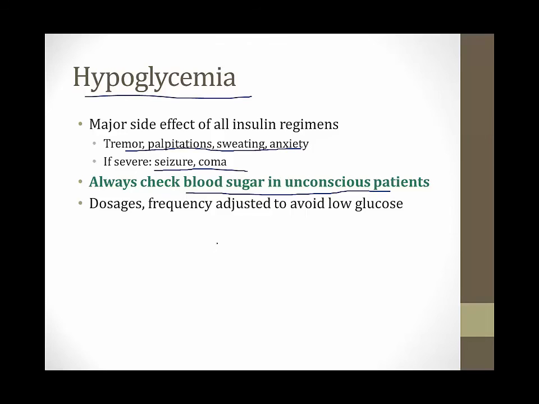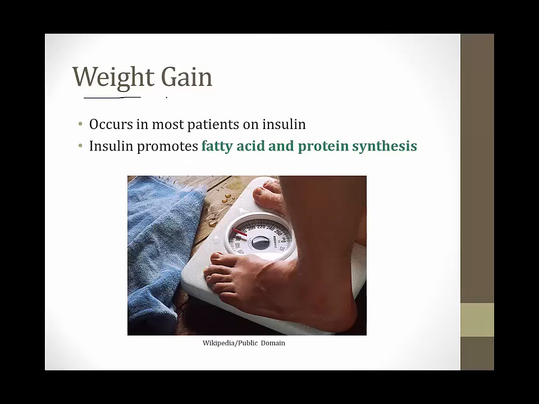In clinical practice, you often adjust the dosages and frequency of insulin in order to avoid low glucose and also maintain the lowest possible hemoglobin A1C value. Another thing you should be aware of is that weight gain is the major side effect of insulin. It occurs in most patients who are taking insulin, and that's because insulin promotes fatty acid and protein synthesis, and patients who are diabetic are often overweight to begin with, and when they are placed on insulin, they can increase their weight even further. And that concludes our module on insulin therapy.